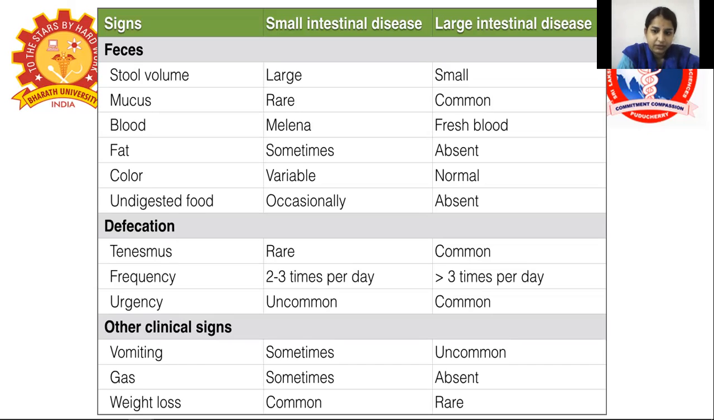Other signs such as vomiting are sometimes seen in small intestinal diarrhea, and gas is also sometimes present. Weight loss is common in small intestinal diarrhea because of the fluid that has to be absorbed by the small intestine, not absorbed.